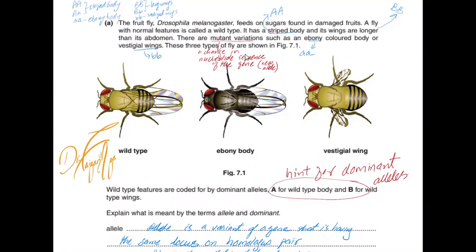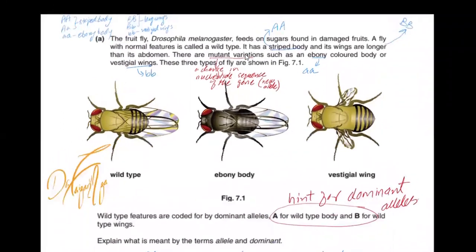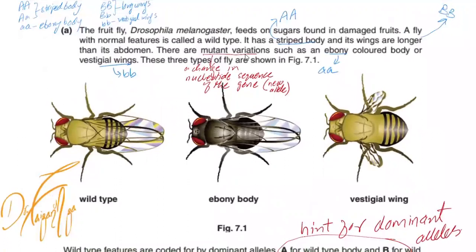When we're discussing inherited change, I know many students face difficulty here. The question given to us is about a fruit fly, Drosophila melanogaster. This is the species name and this is the genus. It feeds on sugar found in damaged fruits. A fly with normal features is called wild type.